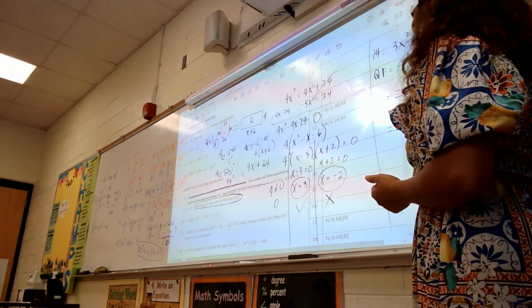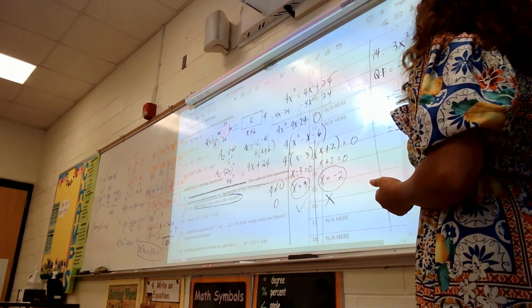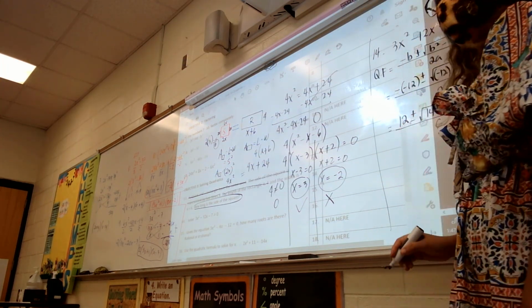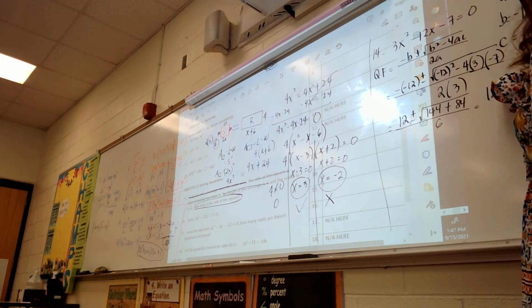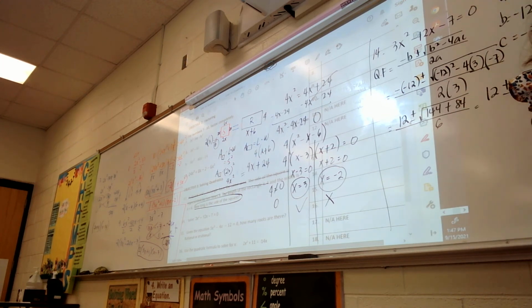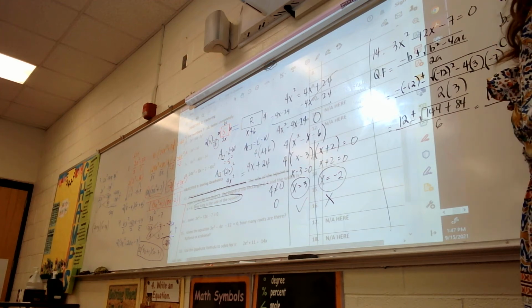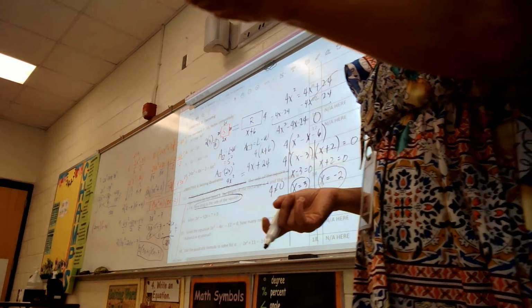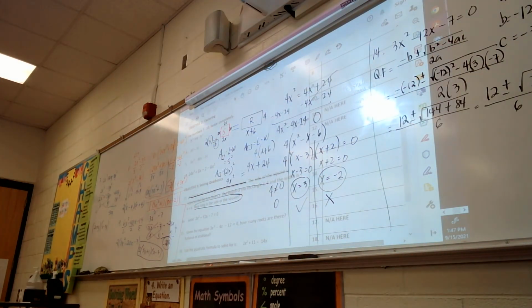Plus and minus. That would be 144 plus, is it 84? Yes. Alright. So now we have 12 plus and minus the square root of 228. That makes sense. 6. Alright. And then of course, I'm allowing everyone to use decimals. You can give me the exact value of the square root of 228.